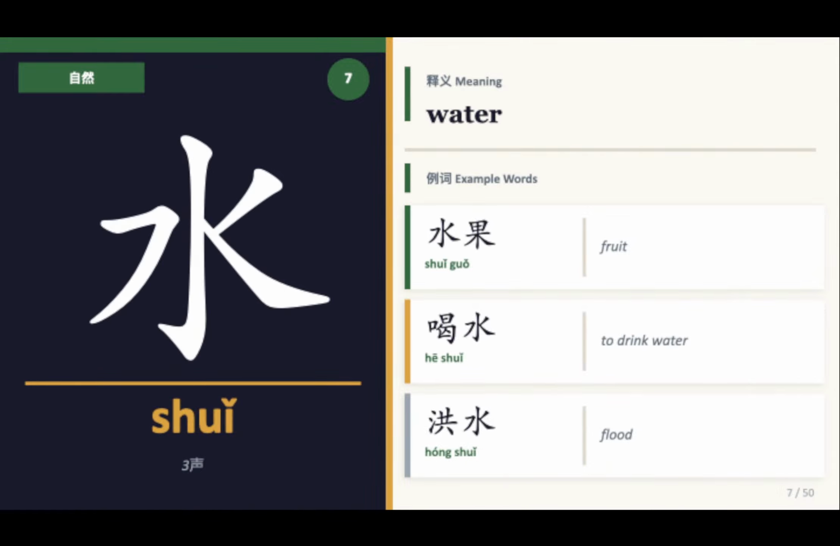Okay, so next one we have water. Water is 水. The words we have 水果. 水果 is fruit, like a fruit with a lot of water. And to drink water, we say 喝水. 喝水, drink water. And flood is 洪水. Let's see how to write them.